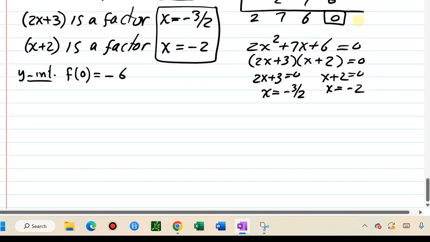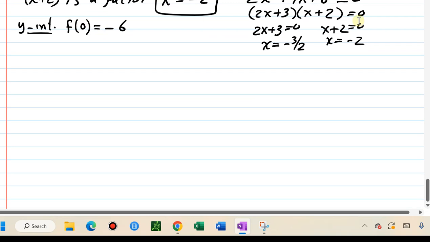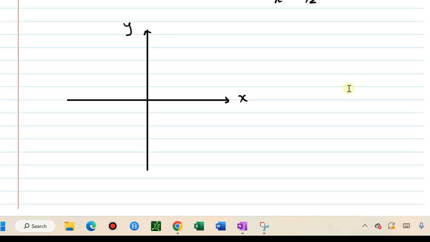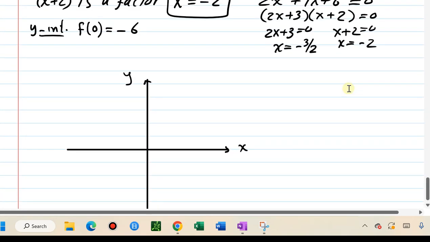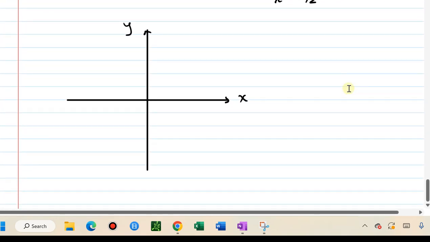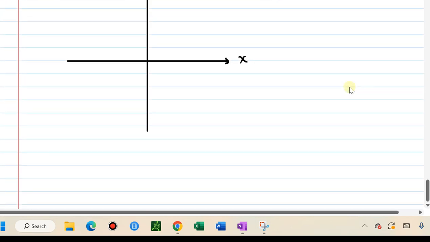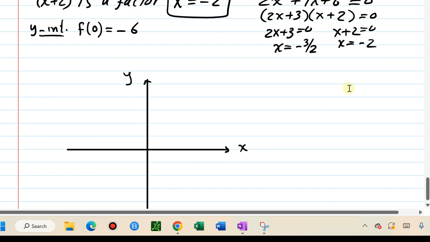And we're good to graph this one. So let me grab my coordinate axes. Okay, so there it is. I have my coordinate system here. Remember, the intercepts are at 1, negative 3/2, and negative 2.